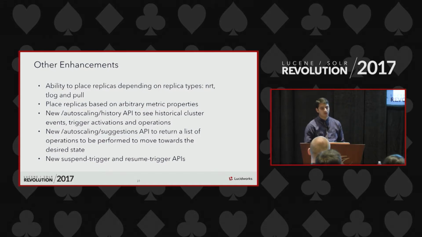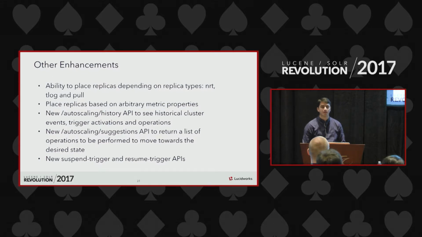We have a new history API, /autoscaling/history. It gives you a very nice historical view of when a node was added, when a node was lost, and what was done in response to those events. So anytime a trigger is activated, anytime actions are executed, whether it finishes or fails, everything is recorded in this system collection, which is used by the history API to give you a JSON response. The history API is already done. Placing replicas based on arbitrary metrics is something which is in progress right now.